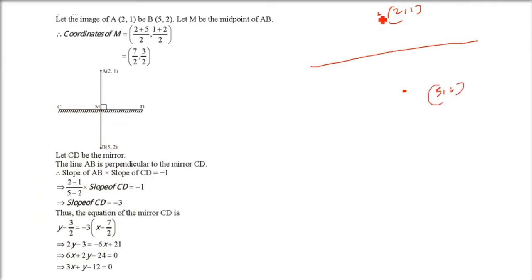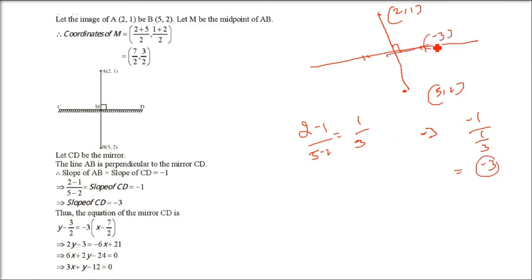When we join them, the mirror will be the perpendicular bisector. We find the slope of the line AB: (2 minus 1) by (5 minus 2), which is 1 by 3. So the slope of CD is minus 1 divided by 1 by 3, which gives minus 3. This line's slope is minus 3.